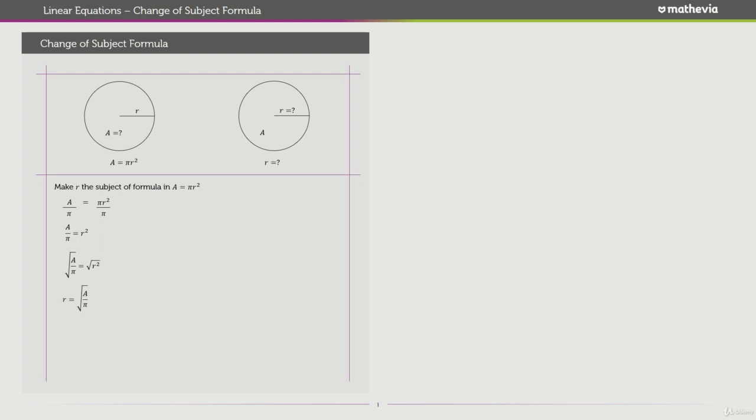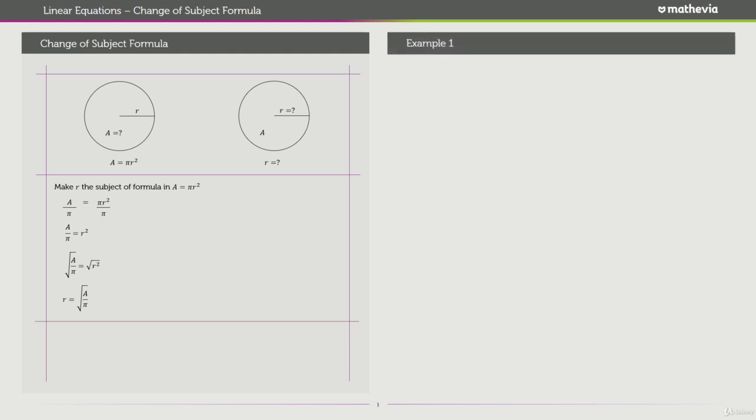What you have in the end is r equals the square root of A over pi. And yes, that is it. We now have r as the subject of our formula. So if you were given a question where you're asked to find the radius of the circle with the area given, you'd just input your information into this formula, find the square root of A over pi, and it would give you the radius of that circle. So let's go ahead and solve some examples.